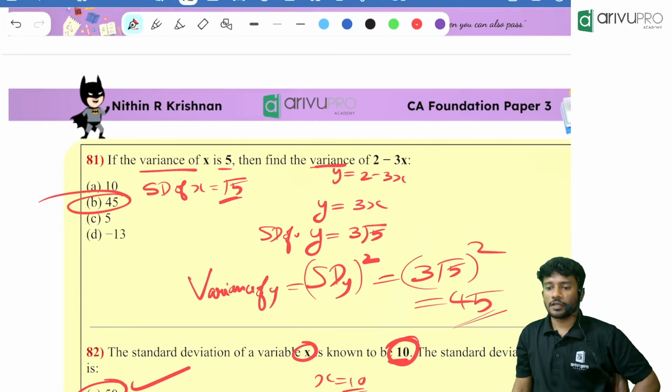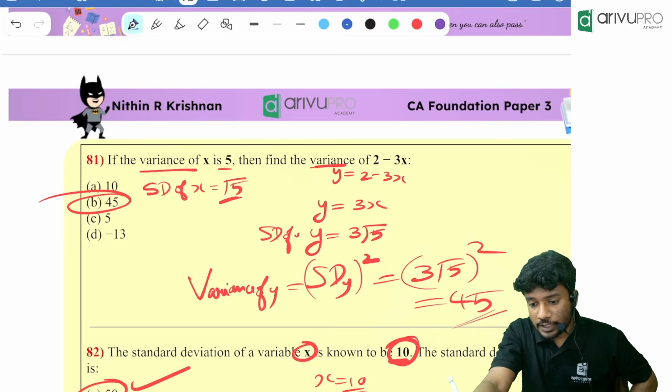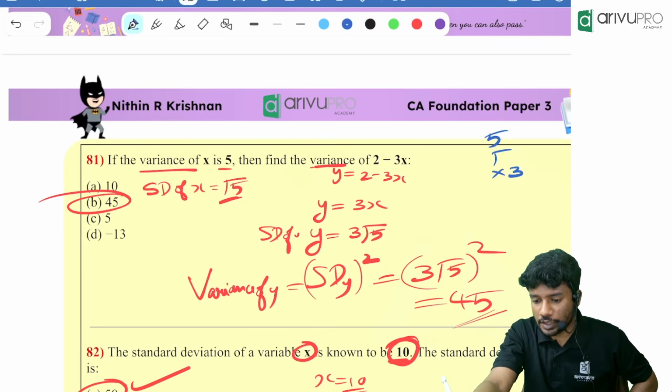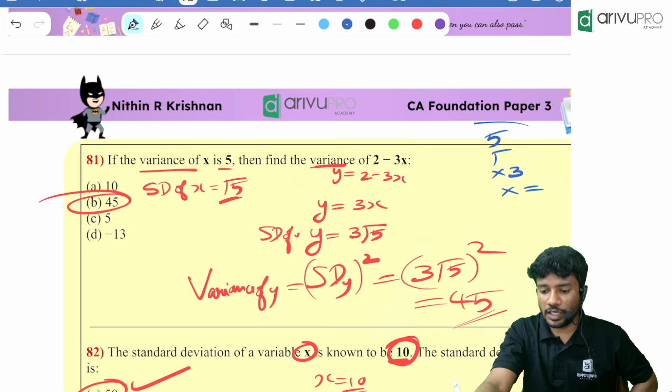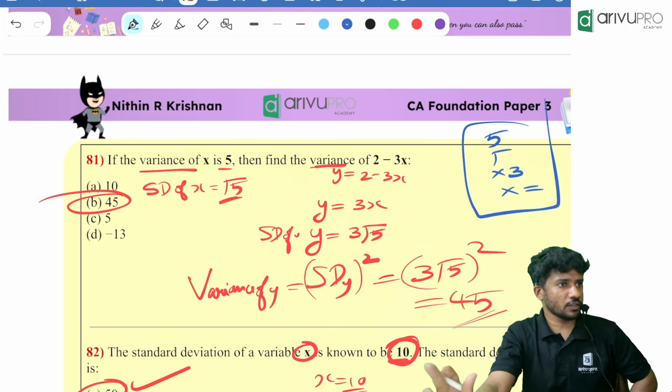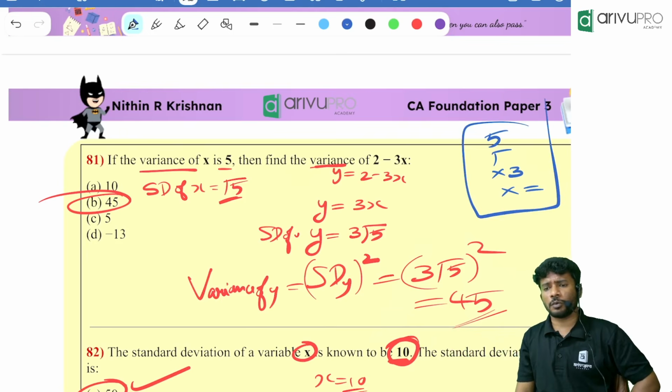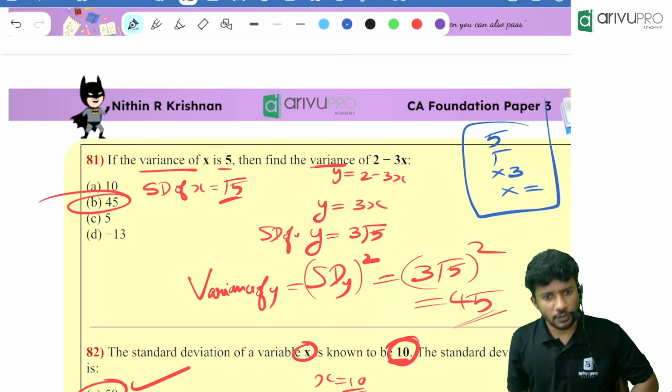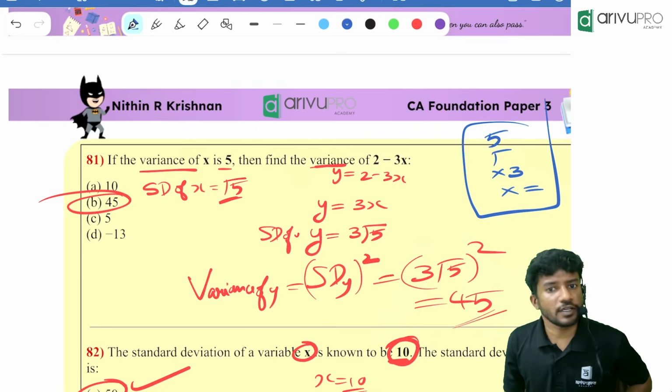So how do you find 3 root 5 squared on the calculator? First of all, type 5, then click root, then multiply it with 3, then click equal to. Then you will get 3 root 5 squared. How much are you getting? 44.9999, or you will get exactly 45 itself.